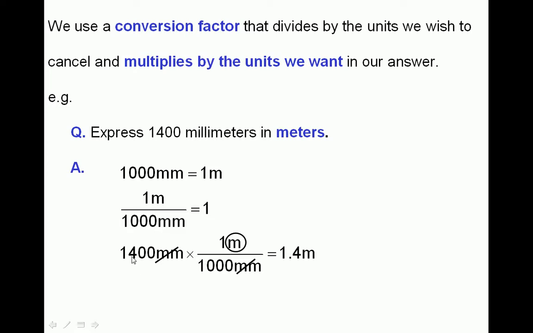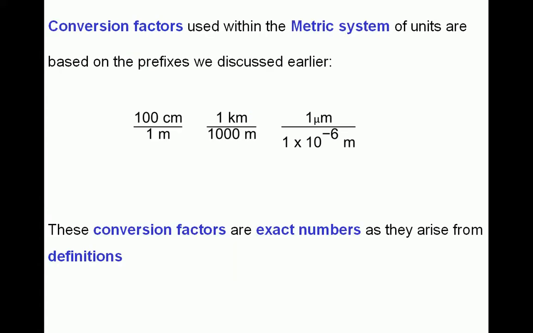In this case, this 1400 millimeters here has two significant figures. Conversion factors never limit the number of significant figures in an answer, so we want our answer expressed as two significant figures, so 1.4 meters. Please circle your answers to make it obvious what it is that you consider to be your final answer. That helps me with the grading.